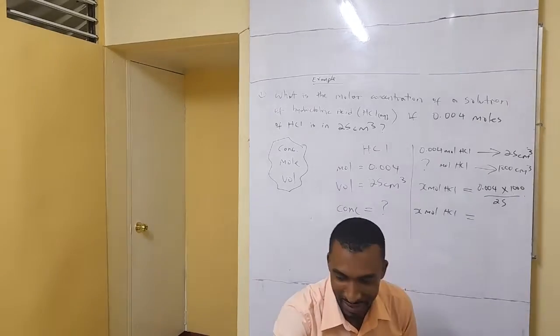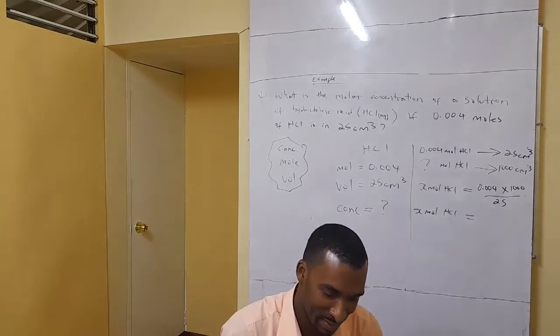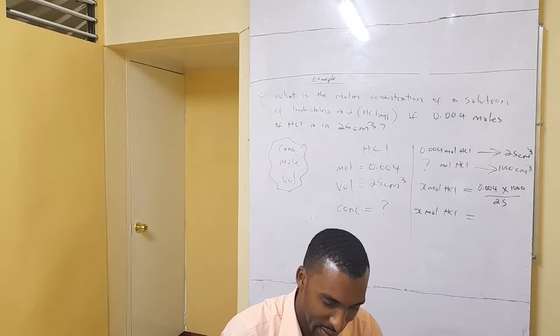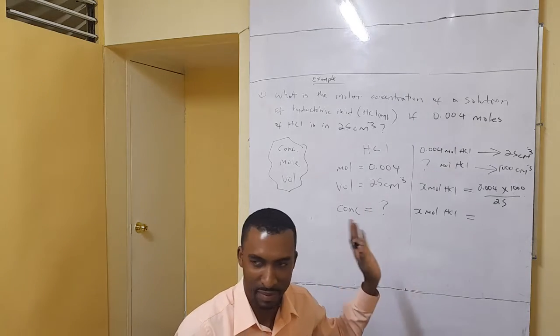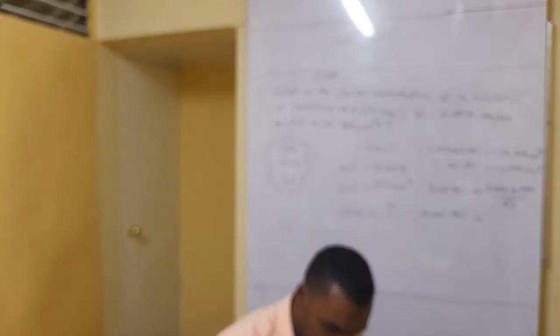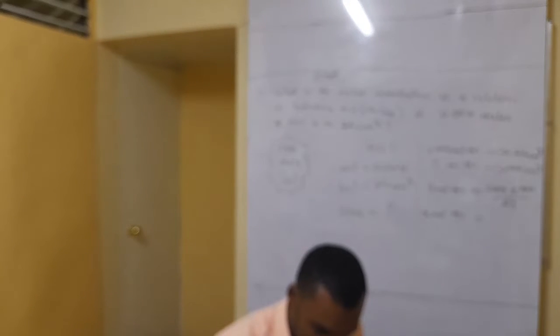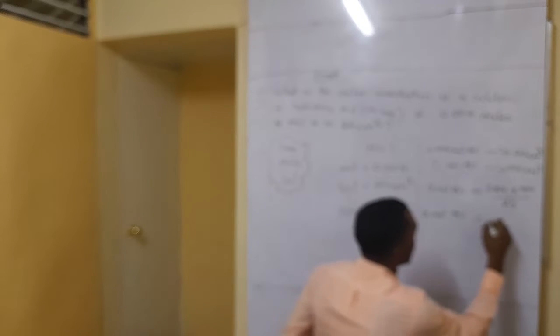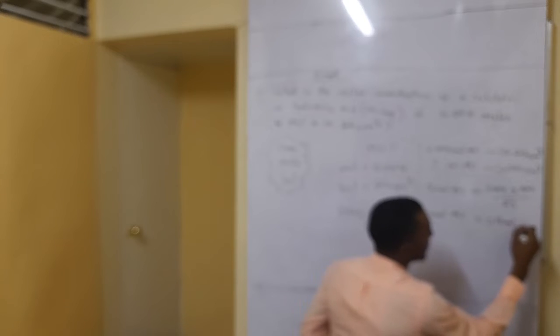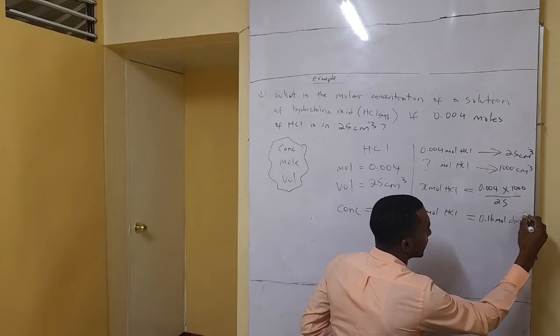Oh, we're going to need calculation. We're going to need it for the exam, alright? I'm just making up these questions from my brain, just to show you the interrelation. So, divide by 25, and this is 0.16 moles per dm cube.